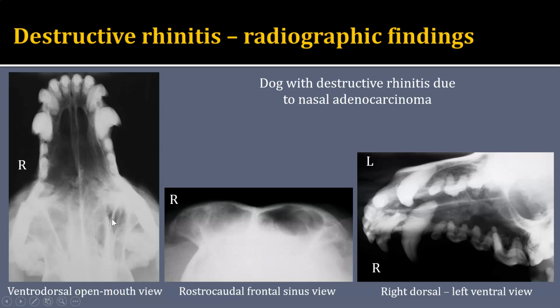turbinates. The left side has increased soft tissue opacity, although I still do see some of those larger osseous structures. So some of this might just be fluid, but I can see these areas of lysis on the left. And probably even some of the vomer bone is mildly lytic because it's not as thick rostrally as it is caudally. On the rostrocaudal frontal sinus view, the right frontal sinus has increased soft tissue opacity, whereas the left one is normal. And then if you critically look at this one, there's actually lysis of this frontal bone.